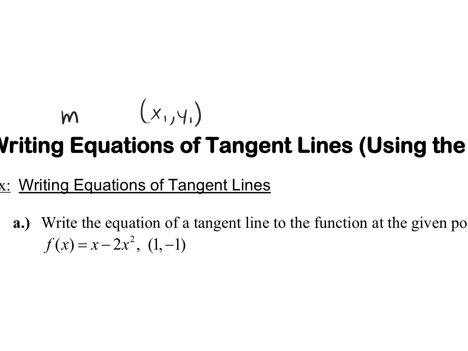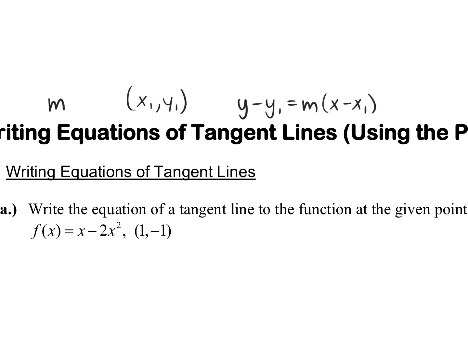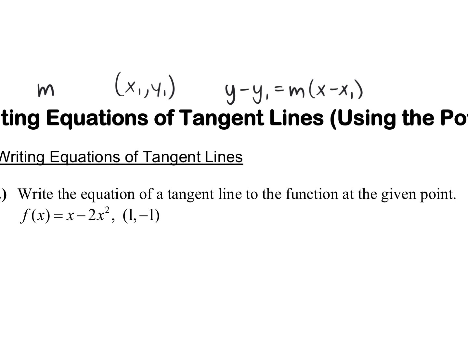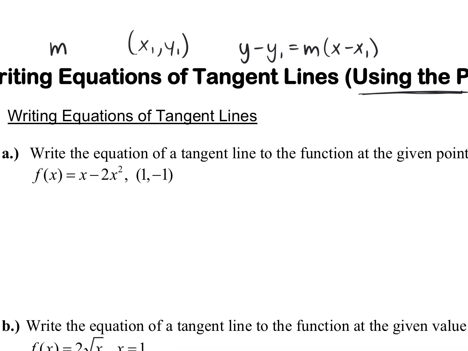We are going to use point slope form. So y minus y1 is equal to m times x minus x1, if you forgot that. And then we also need to remember, if we're given a function and we're going to use the power rule, we're finding the derivative. When I find the derivative of a function at a certain point, that tells me the slope of that tangent line. So it says to write the equation of a tangent line to the function at this given point.